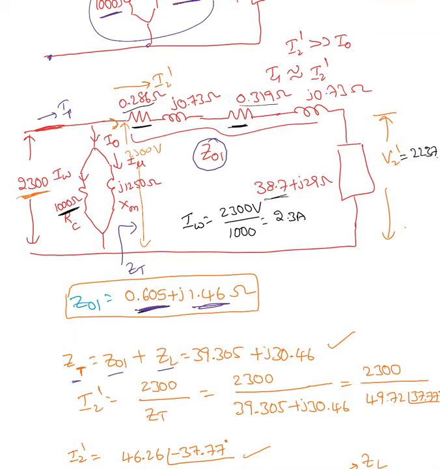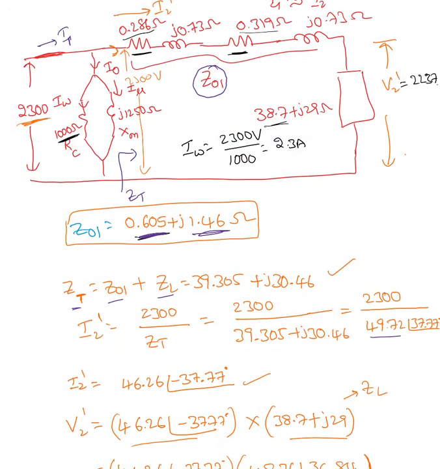So 2300 over Z total, which is 2300 over 39.305 plus j30.46. When I convert this rectangular format into polar format, it's 49.72 at an angle of 37.77. So I2 prime, I found it. Now V2 prime, which is the voltage drop across this load, is I times R, since I know the current and I know the impedance. I end up with 2237.13 at an angle of 0.923. As I discussed in the previous video, this angle must be very small.